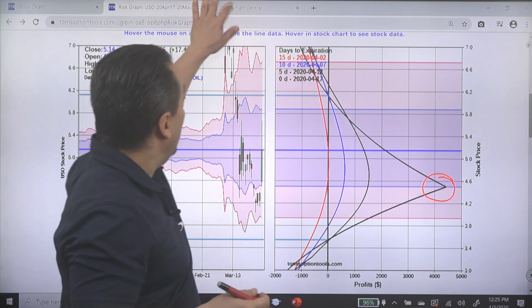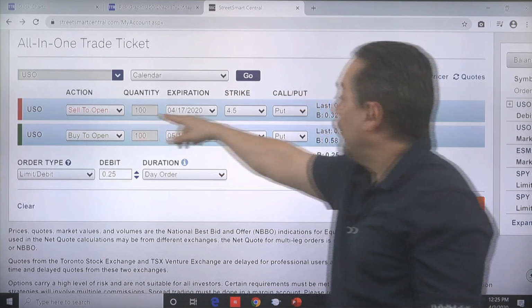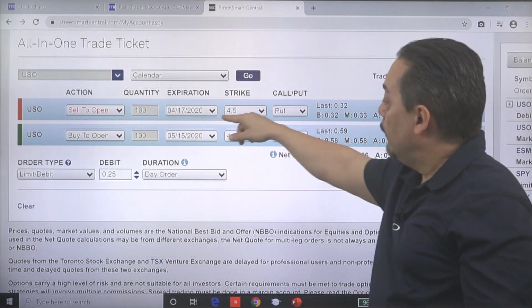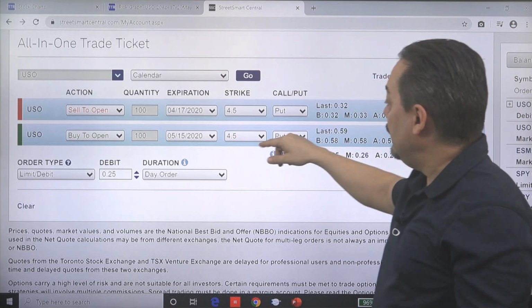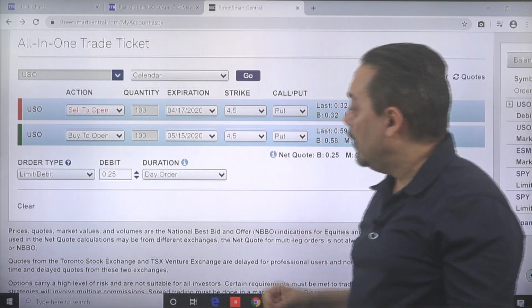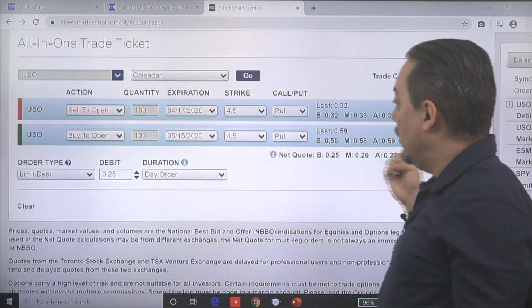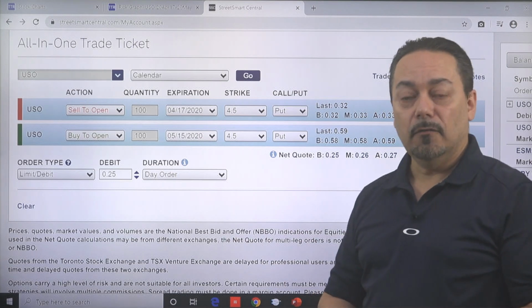So how do I place that trade? Very simple. Here we go once again. I am selling to open the April 4.5 puts, buying to open the May 15th 4.5 puts. I'm trying to do that once again for a 25-cent debit. This is a debit. It cost me money. And we'll see if this ends up getting filled, guys.